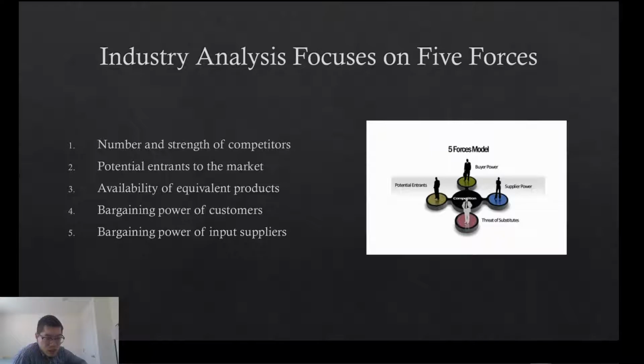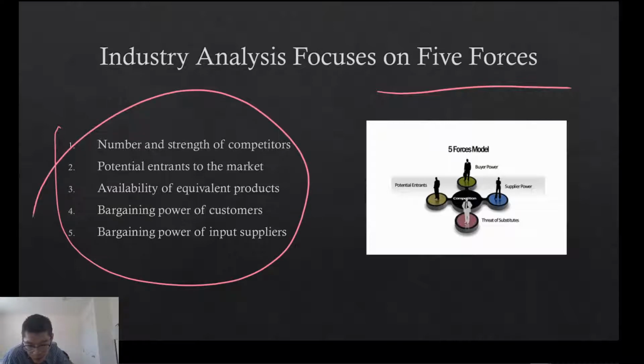some marketing classes, you sort of know what 5 forces are, right? So it's Porter's 5 forces. It distinguishes and describes the number and the strength of competitors and potential entrants to the market, and availability of equivalent products, and the bargaining power of customers, and the bargaining power of input suppliers. So these are the 5 elements.